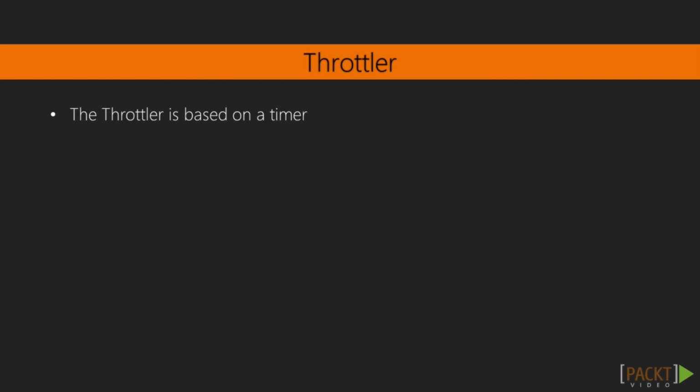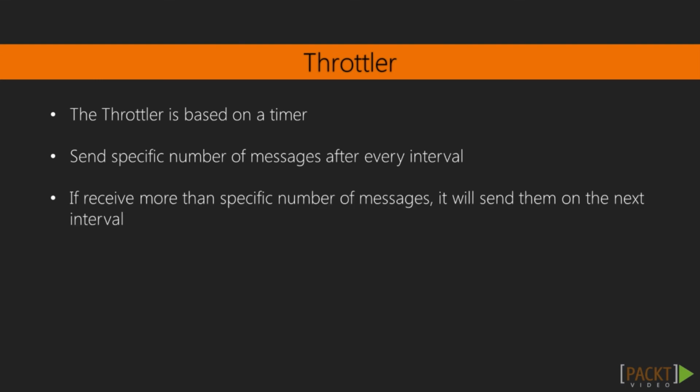The throttler will be based on a timer. This means, at every interval, the throttler will send a specific number of messages. For example, if you want to send 3 messages every second, the throttler will receive messages from you and will send exactly 3 messages each second. And if it receives more than 3 messages per second, it will enqueue them and send them in the next interval. Now, let's take a look at the pattern skeleton.